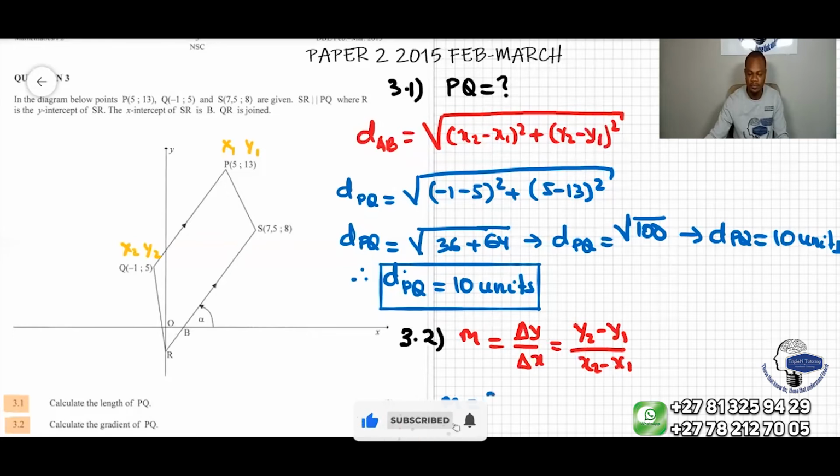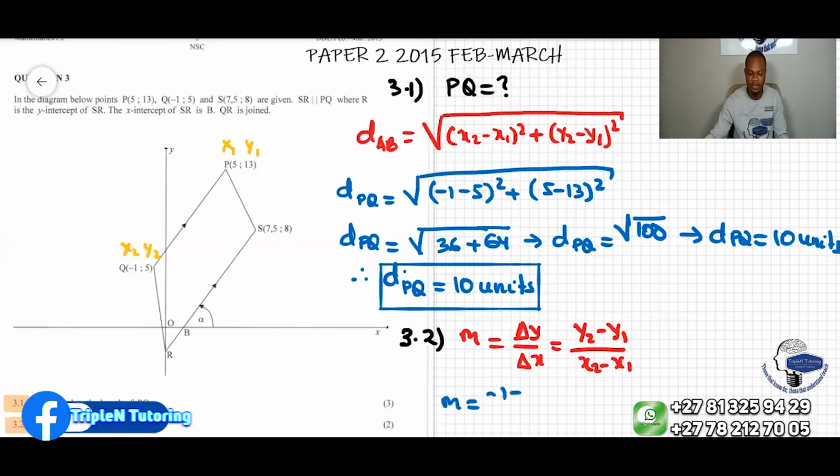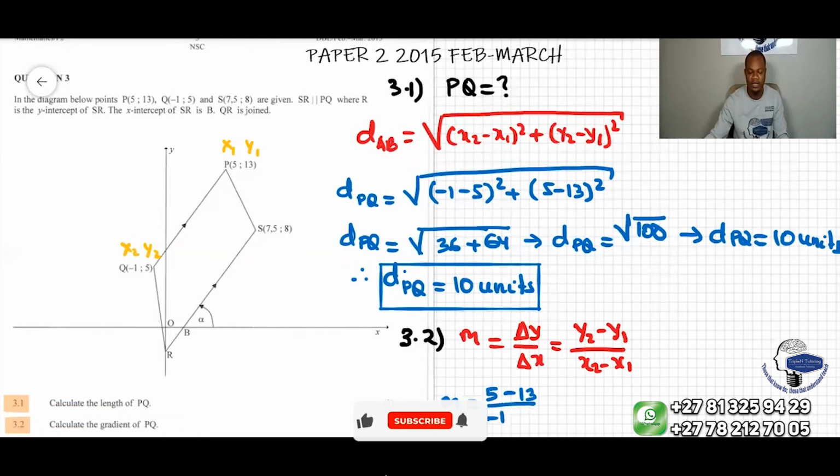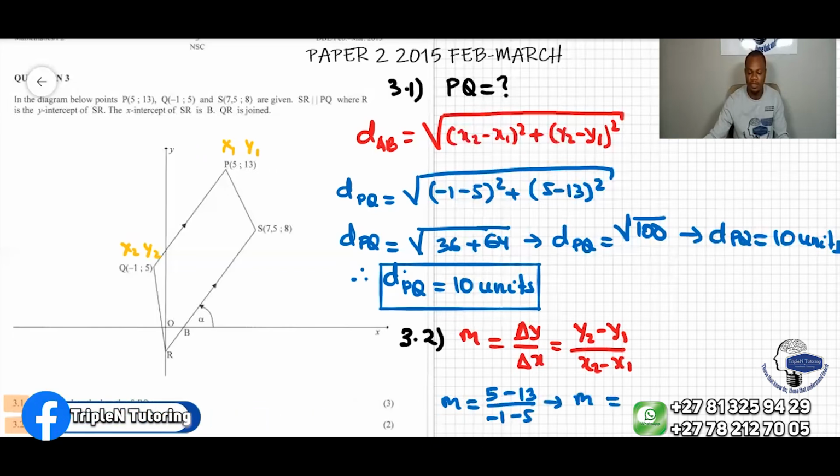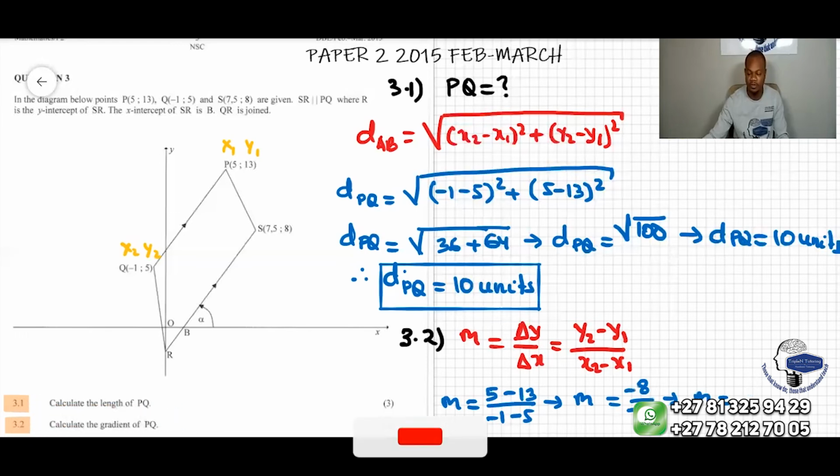y2, which is -1 minus y1. No, excuse me, y is positive. y2 is 5 minus y1, 13, over x2, which is -1, minus x1, which is 5. That makes the gradient equal to -8 over -6, and then we find the gradient m to be equal to, we can divide by negative 2 on both sides, 4 over 3.